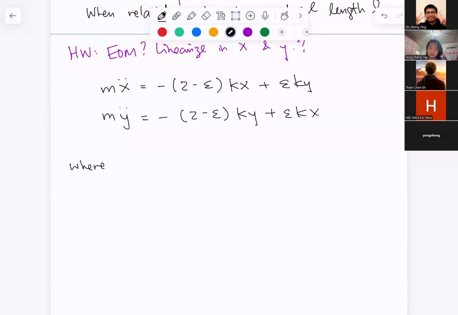Okay, so here are the equations of motion, where epsilon is equal to L naught square root of 2 divided by 2a. That's a very lousy way of writing that. Let's write it like this. I think that is right. Okay, so epsilon is this thing.